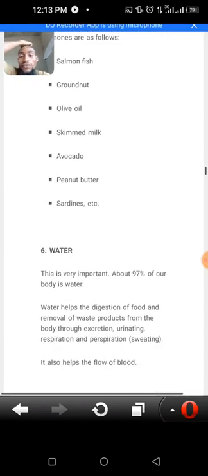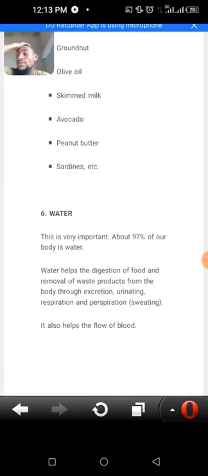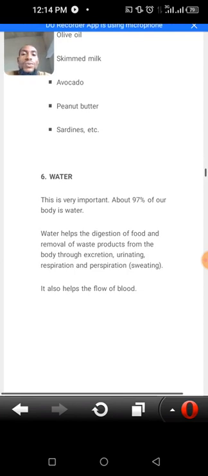Right? Then the last food is water. Water is very important in the body. Right? So about 97% of our body is water. So we need a lot of water in our body system, because the water helps us in the digestion of food and removal of waste from the body, through excretion, when we urinate. So we pass water.